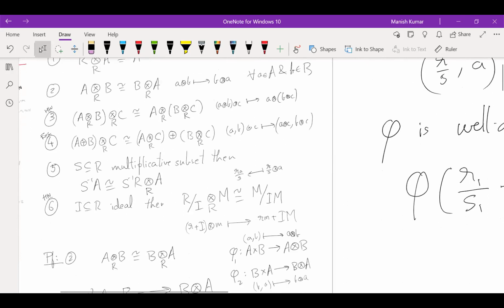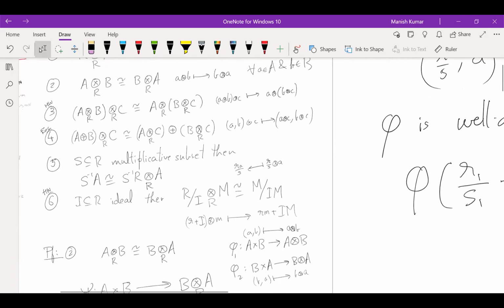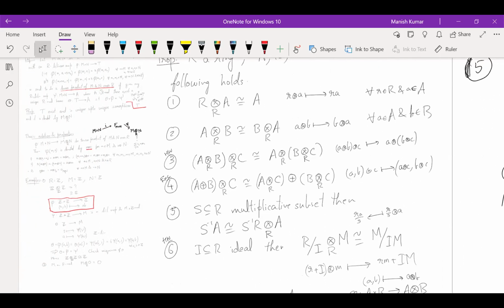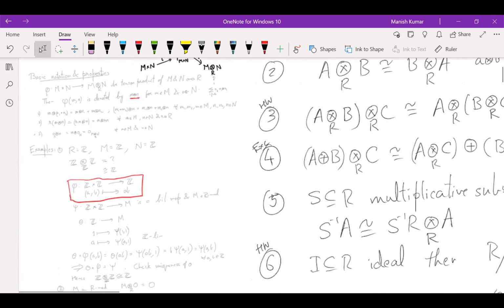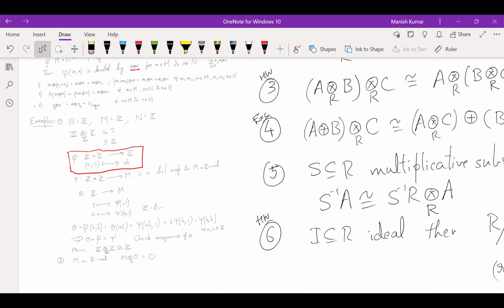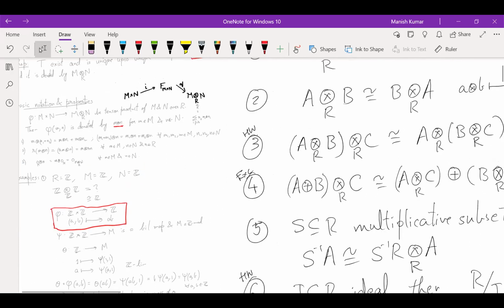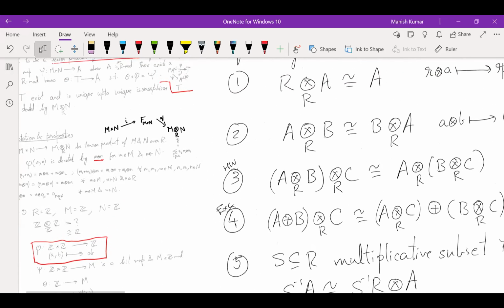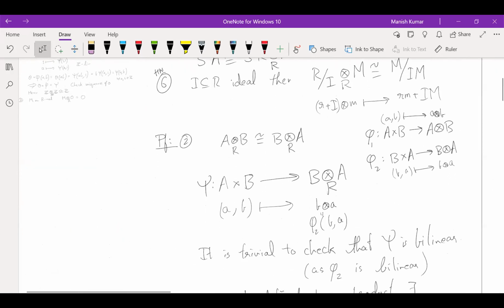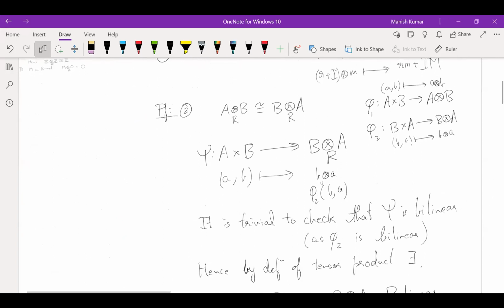So maybe one of the proofs. The proof of 1 is the same as the example which we worked out; you can use the same proof. So maybe 2 we will do. I'll tell you the proof of 2, and then we will go to vector spaces.